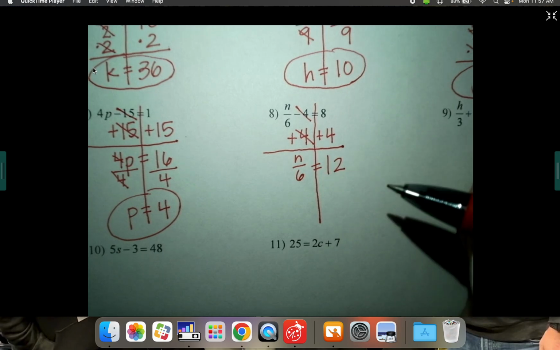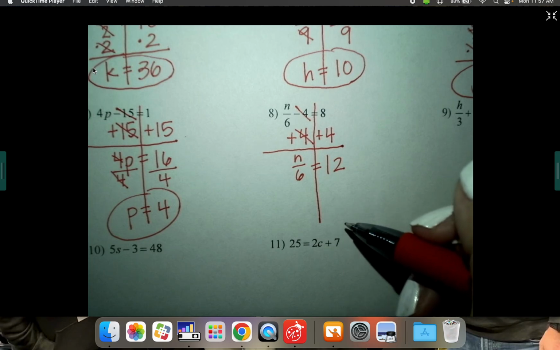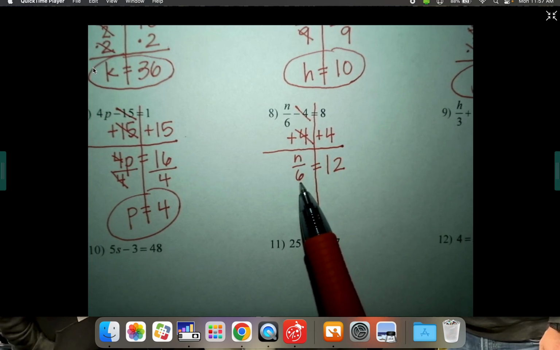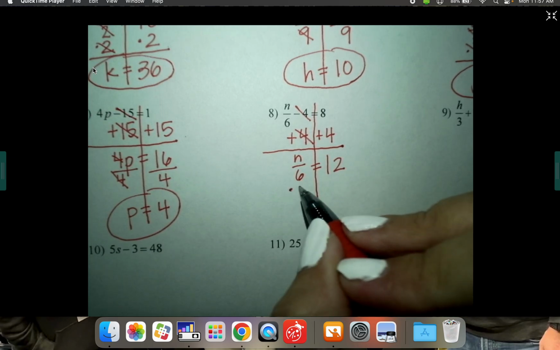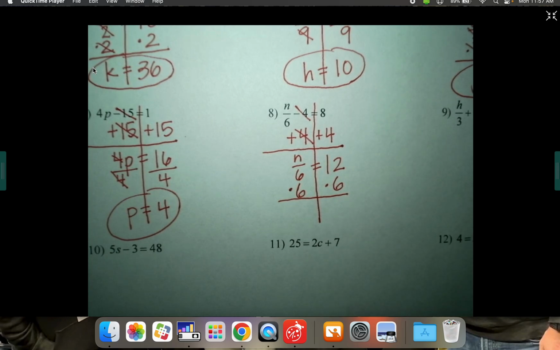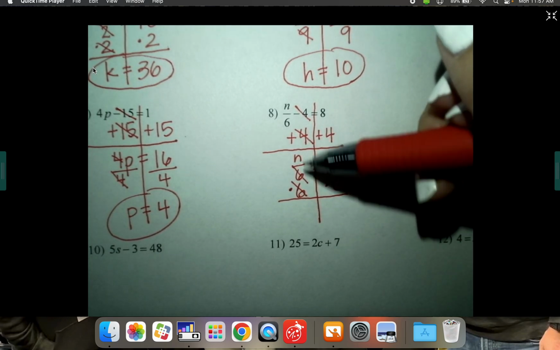A lot of kids will think the answer now is 2 because they're thinking in their head 12 divided by 6, which is 2, but that's wrong. N is being divided by 6. So we need to multiply by 6 on both sides. Be sure it's not tricking you. Cancel them when they are opposites. Bring down your n.